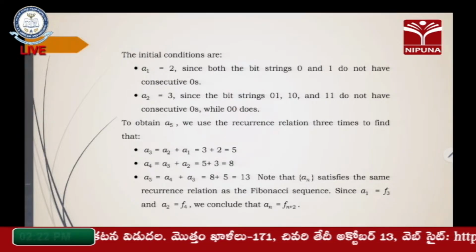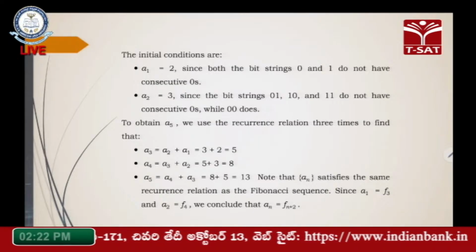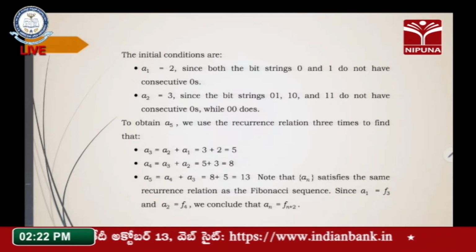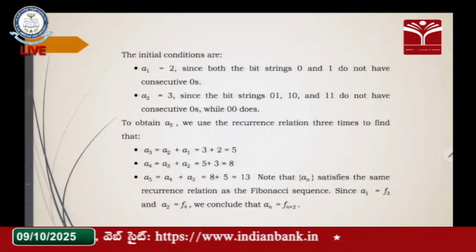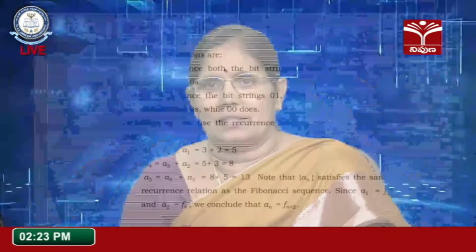Suppose you want to find the next terms with the help of previous terms, you can find a3. a3 is 5. You can calculate a4 as 8. Like that we can calculate, which also satisfies our Fibonacci series, with a1 equal to F3 and a2 equal to F4. That means we will take an is F(n+2). This is one of the interesting examples in recurrence relations.